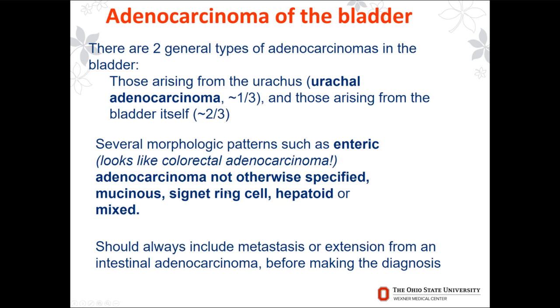So the key thing to remember in the bladder adenocarcinoma world is that most bladder adenocarcinomas are from metastatic sources. They are either extension from an intestinal adenocarcinoma. So I always put a note in my diagnosis that it's critical to evaluate the patient's history and look for any other sources of the adenocarcinoma. If you see an adenocarcinoma in the bladder, it's most likely a metastatic process.